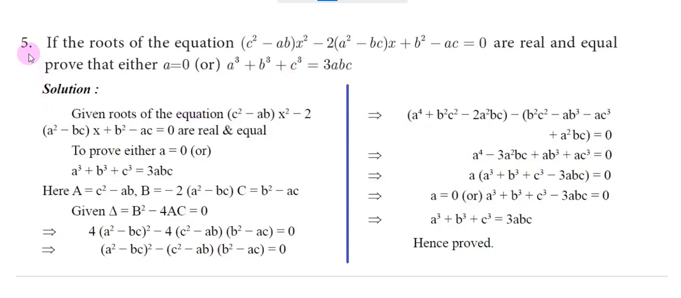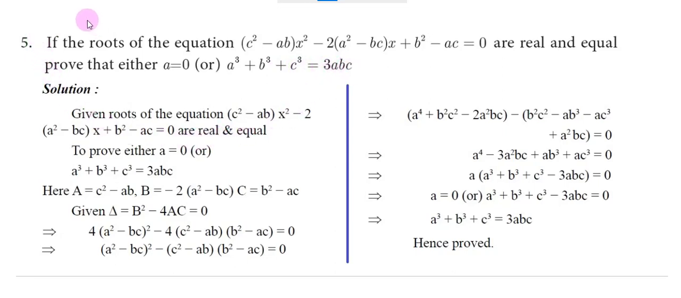Okay, look, exercise 3.13, question number 5. If the roots of the equation (c² − ab)x² − 2(a² − bc)x + (b² − ac) = 0 are real and equal, prove that either a = 0 or a³ + b³ + c³ = 3abc.